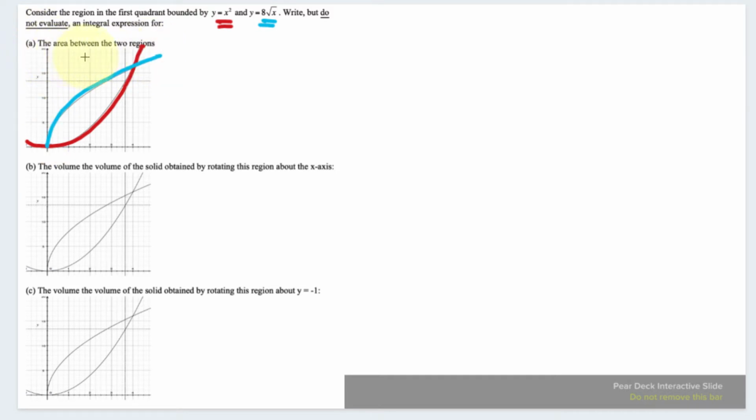Part A just asks us for the area between the two. So the area, remember, is you're adding up all these slices. So we're going from 0 to wherever they intersect. This graph I squished down so much I can't see where they intersect, so I'm just going to figure it out. It's a good exercise to do anyway.